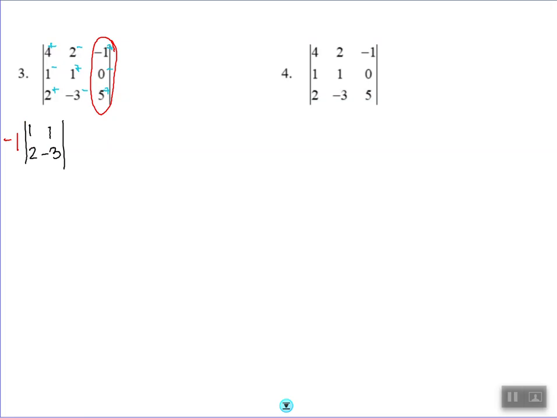The second term in the third column is 0, so that makes my life easier. I don't have to do the calculation because I'm going to end up multiplying by 0. Then the third term is 5, and I assign that a positive value, so I'm going to keep that as plus 5. If I cross out the row and the column, I'm left with the smaller matrix 4, 2, 1, 1.